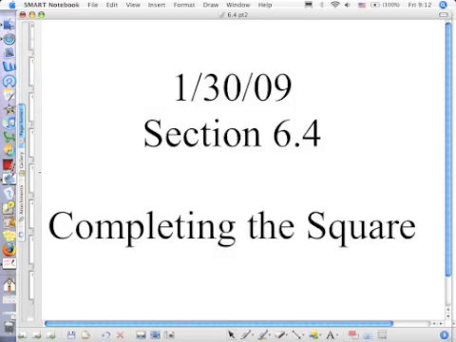Today is the 30th. We're finishing section 1-4. We're taking everything we learned yesterday and we're going to bring it to culmination. We're going to go through the whole process and we are going to complete the squares and find our values for x.